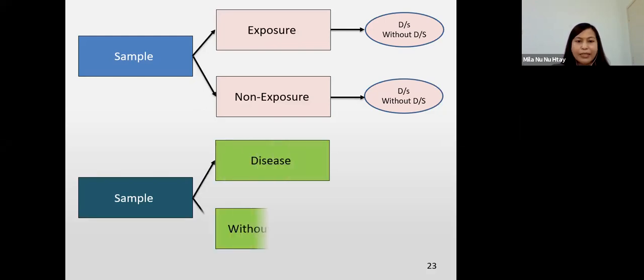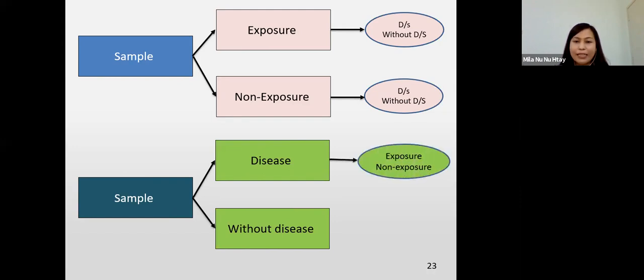Or otherwise, we may compare based on the disease group and non-disease group. This is also not predetermined. Initially, we do not know how many of them in my sample have the disease. After the data collection, we will compare these two groups. In the disease group, we will look at how many of them are exposed to that factor and how many are not exposed. Similarly, in the non-disease group, we will compare how many are exposed and how many are not exposed.